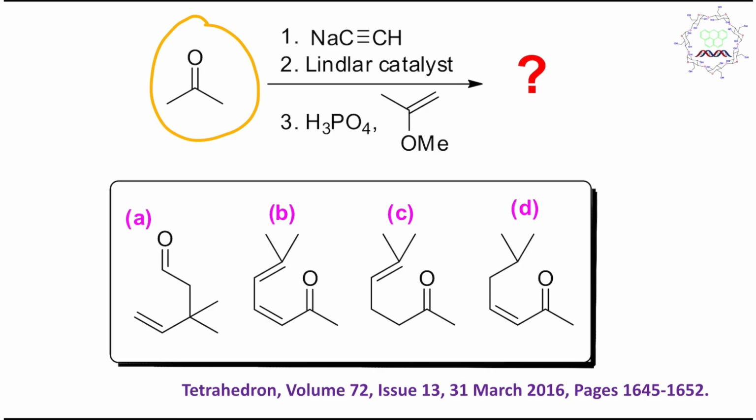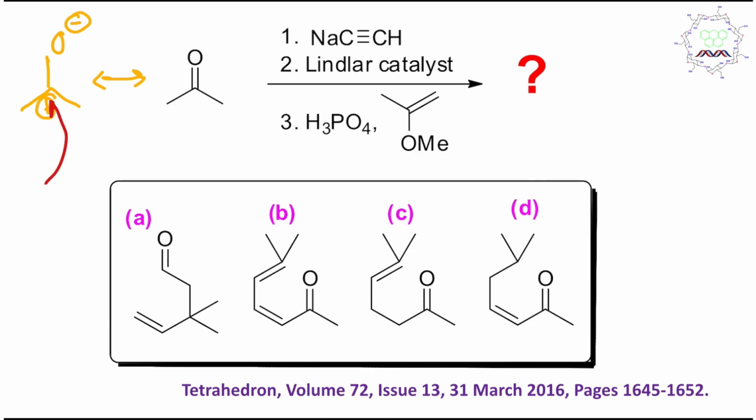But before going to details, if you look at this molecule, this ketone has another canonical form. Here you can see this is O minus and this carbon is carrying a plus charge. And that's why this carbonyl carbon is electron deficient or electrophilic. Consequently, any nucleophile can attack it.